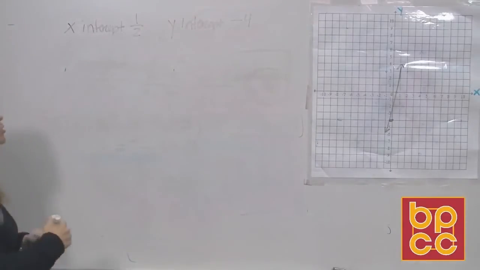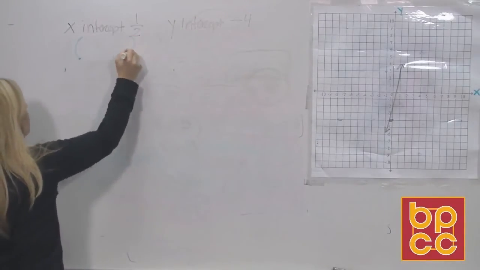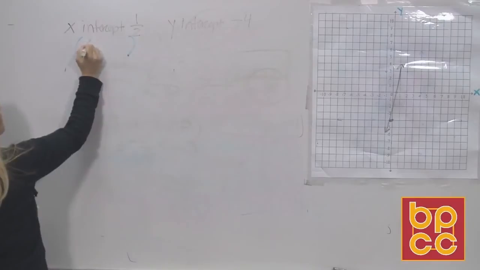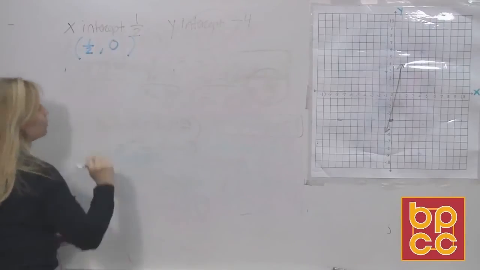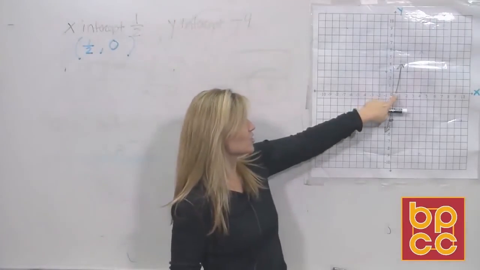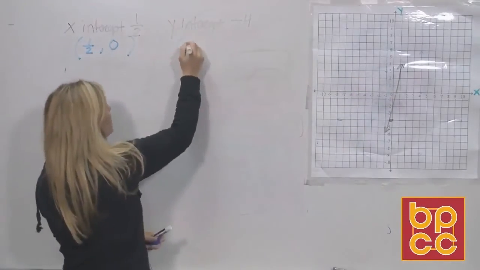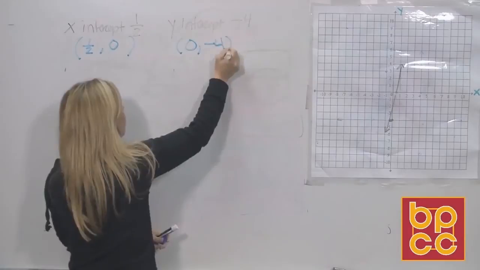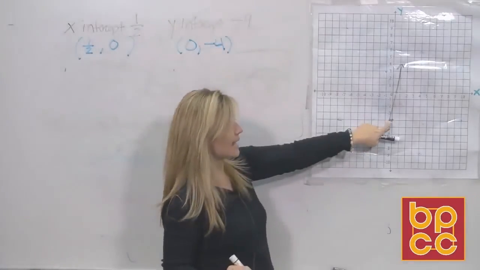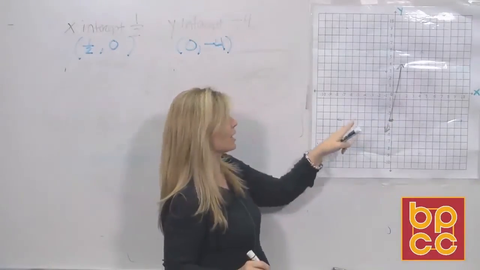If you're an algebra person, you know this is a point. If it's the x-intercept, it means 1/2, 0. Because if you're sitting on the x-axis, you don't go up or down. This is a y-intercept. It's a point. That's 0, -4. See it? It's at -4 on the y-axis. It didn't move right or left.